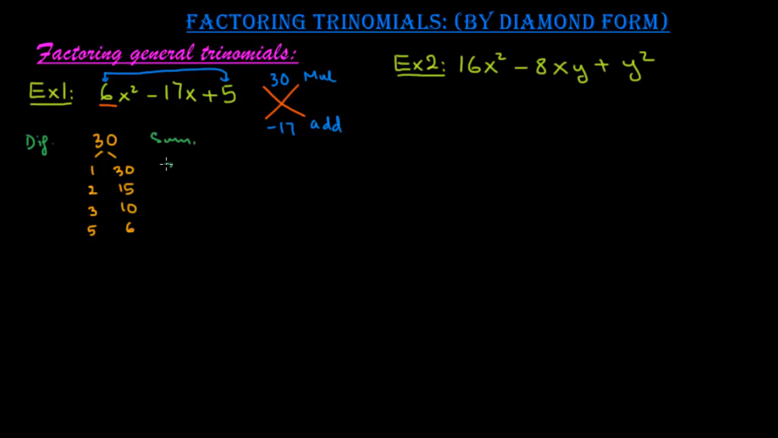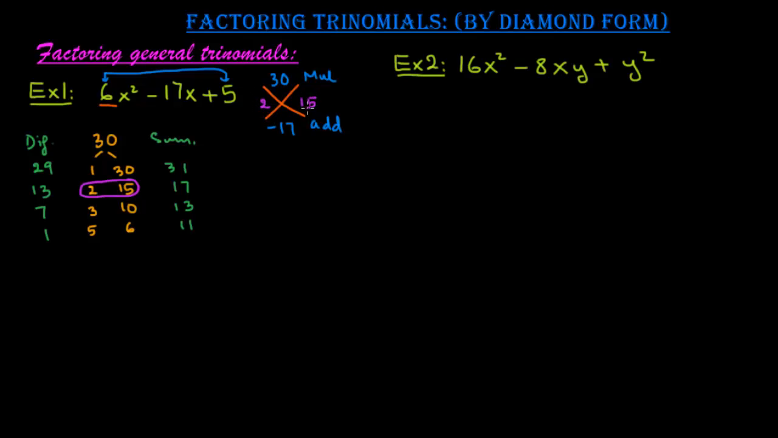The sums give me 31, 17, 13, 11. The differences are 29, 13, 7, and 1. So we're looking for the pair that gives me 17. It looks like 2 and 15 will give me 17. So 2 and 15 is the pair I'm looking for. Put in here 2 and 15.